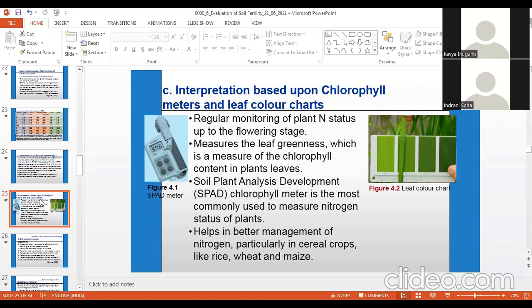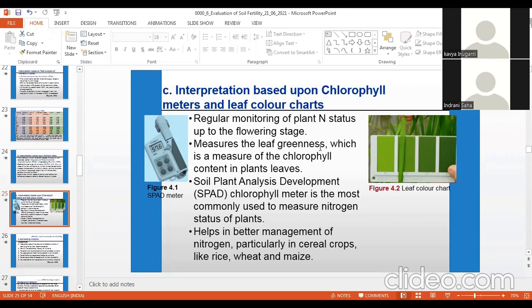And then this greenness can be known by tools like leaf color chart, SPAD meter, and chlorophyll meters. So SPAD meter is a kind of chlorophyll meter, and you get some readings. And those readings can be correlated with nitrogen uptake or other parameters. So regular monitoring of plant nitrogen status up to the flowering can be done by these tools.